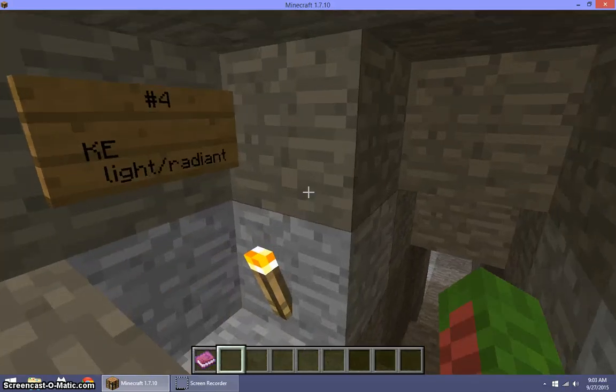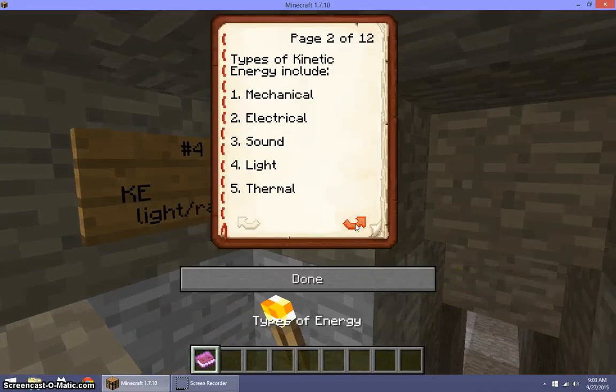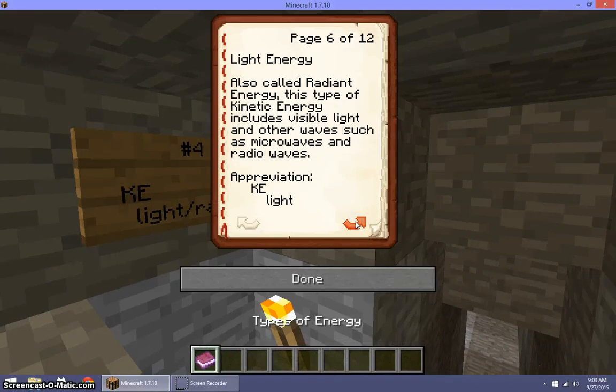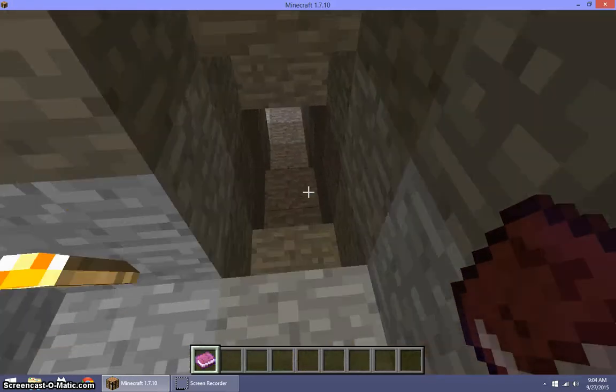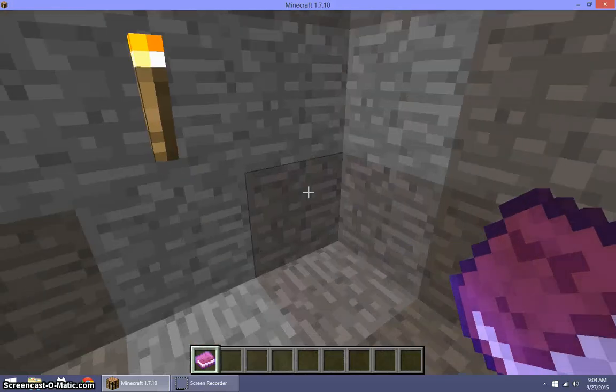Oh, speaking of see, that brings us to number 4. Let's look that up as well. All right, number 4, there's light. Mechanical, electrical, sound, light. Also called radiant energy. This type of kinetic energy includes visible light and other waves such as microwaves and radio waves. Okay, cool. So not just things that I can see, but things that make my microwave work or allow me to hear the radio, things like that.